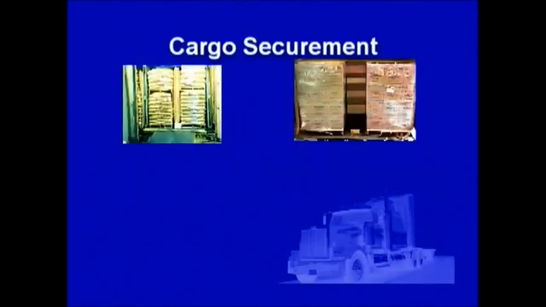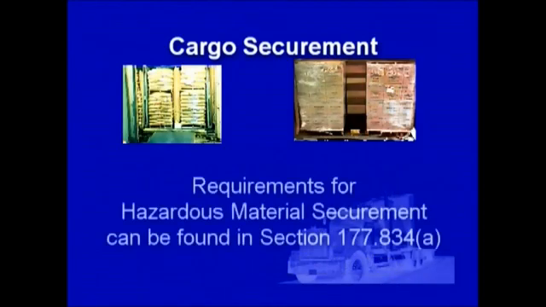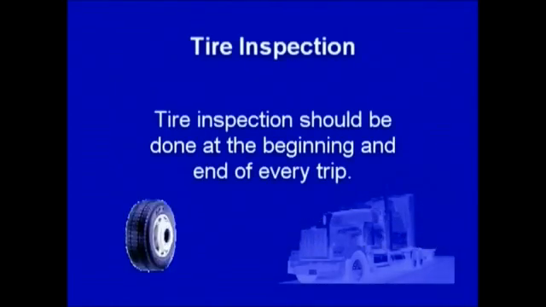Number 1. Cargo securement. To protect against shifting and falling cargo, load should be properly distributed and adequately secured as described in Section 393 of the Code of Federal Regulations. In addition, the requirements for hazardous material securement can be found in Section 177.834(a). Number 2. Tire inspection. Tire inspection should be done at the beginning and end of every trip.